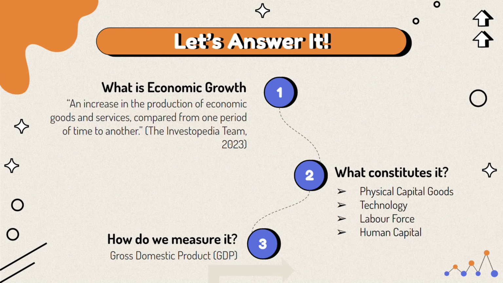So, what is economic growth? According to Investopedia, economic growth is an increase in the production of economic goods and services compared to one period of time to another. I don't think it can get more straightforward than that. Now then, what constitutes economic growth? Well, some of the factors include physical capital goods, technology, labor force, human capital, etc.